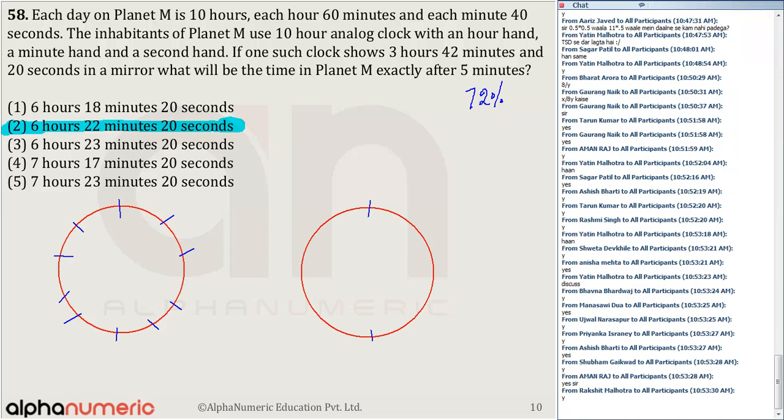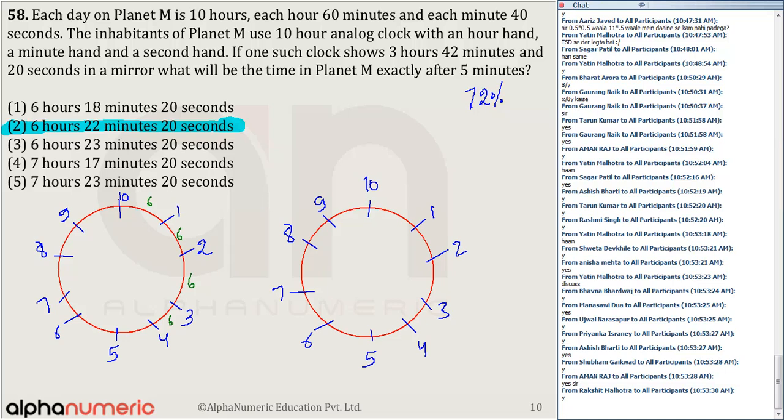Okay. Just give me a minute. Let me draw the diagram. This is 10, 1, 2, 3, 4, 5, 6, 7, 8, 9. Okay, and then I can say 10, 1, 2, 3, 4, 5, 6, 7, 8, 9, and 10. Now, each day on a planet is 10 hours. Each hour has got 60 minutes. So here these will be divisions of 6 each: 6 minutes, 6 minutes, 6 minutes. Unlike the usual clock, where the division is 5, here there is a division of 6 and 6 and 6. Similarly, in the second figure also, the division is of 6, 6, 6. That I can say.